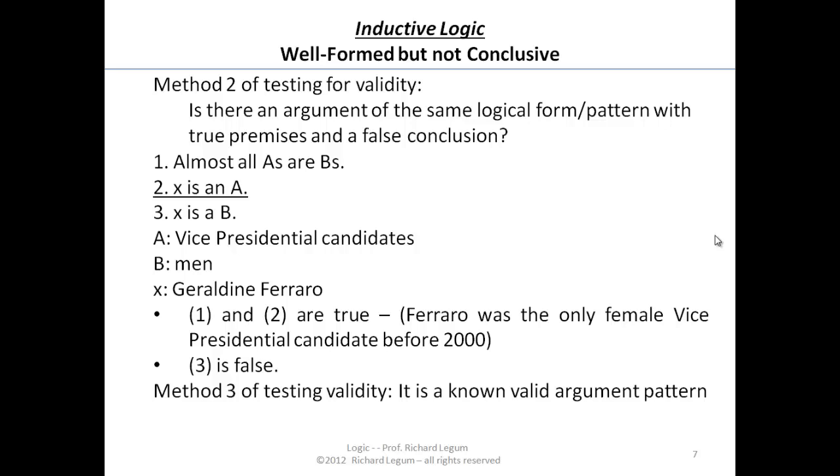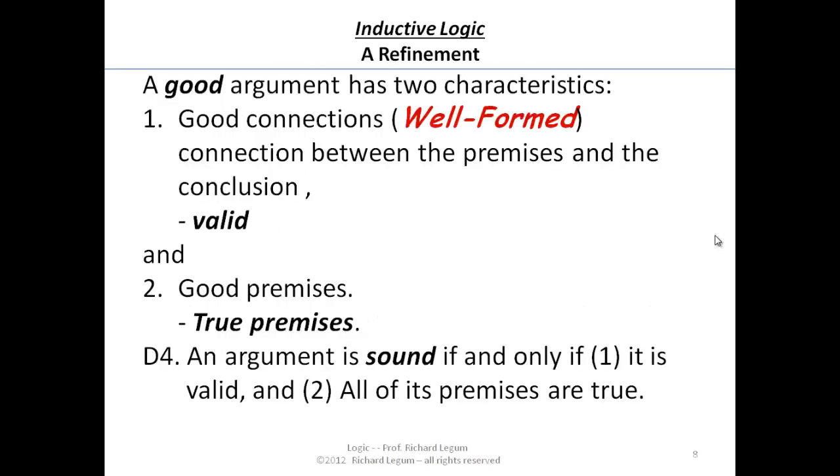And then method 3, is it a known valid pattern of argument? Well, it isn't. So according to all of our tests of validity, and actually you're probably better off starting in the reverse order, it's not a valid pattern of argument. Invalid, right? But it was still a good argument.